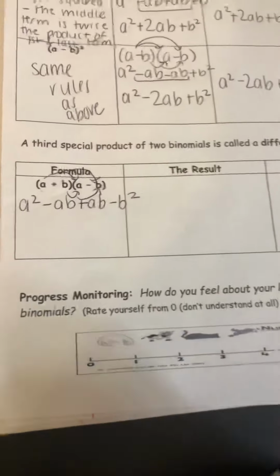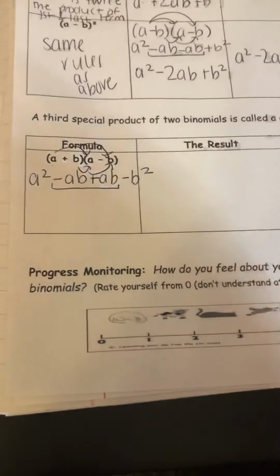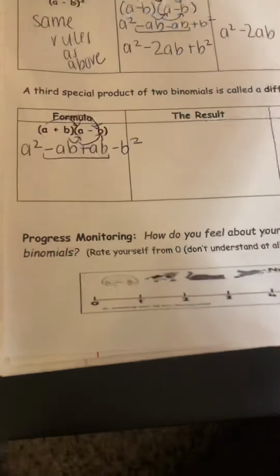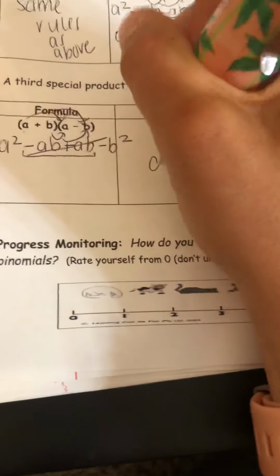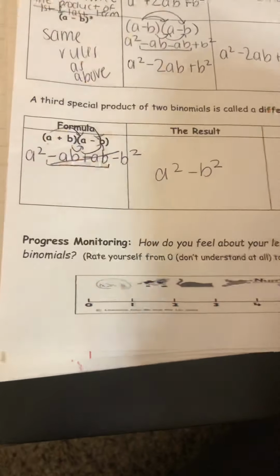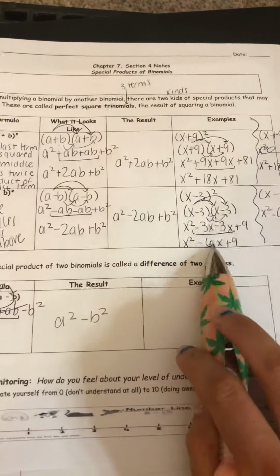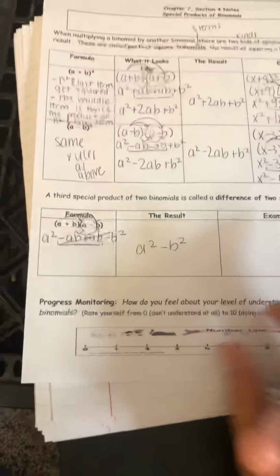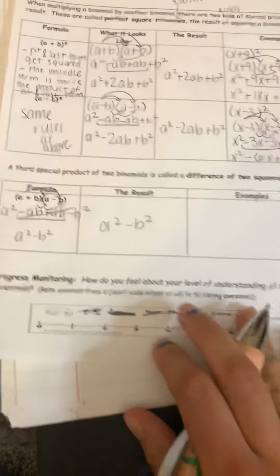Okay. Now, looking at this, I do see that my middle terms, again, are going to combine. But this time, I have a positive and negative. Negative AB plus AB, they're actually going to cancel. Okay, so you are left with A squared minus B squared. So up here, we ended up with a trinomial, right? 3 terms. Now we're going to only have a binomial, or 2 terms. Okay, so we can write it here if we want to as well, just so you guys can see that.